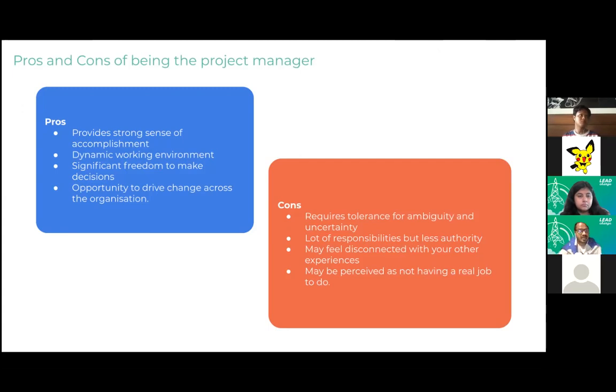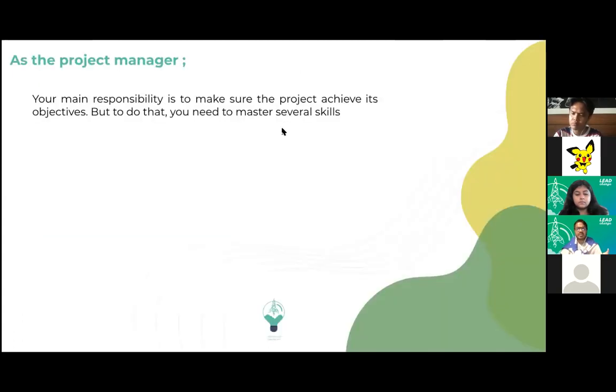You may feel disconnected from your experience. You might feel like, oh, this is something very random, I'm not actually contributing to something bigger. Maybe people will see that you are not doing a good enough job or something like that. But still, these are cons that can come as a project manager, and something that you need to be aware of as well, because your CCP or your RTL might also be feeling these kinds of things. As a project manager, you need to develop a set of skills.